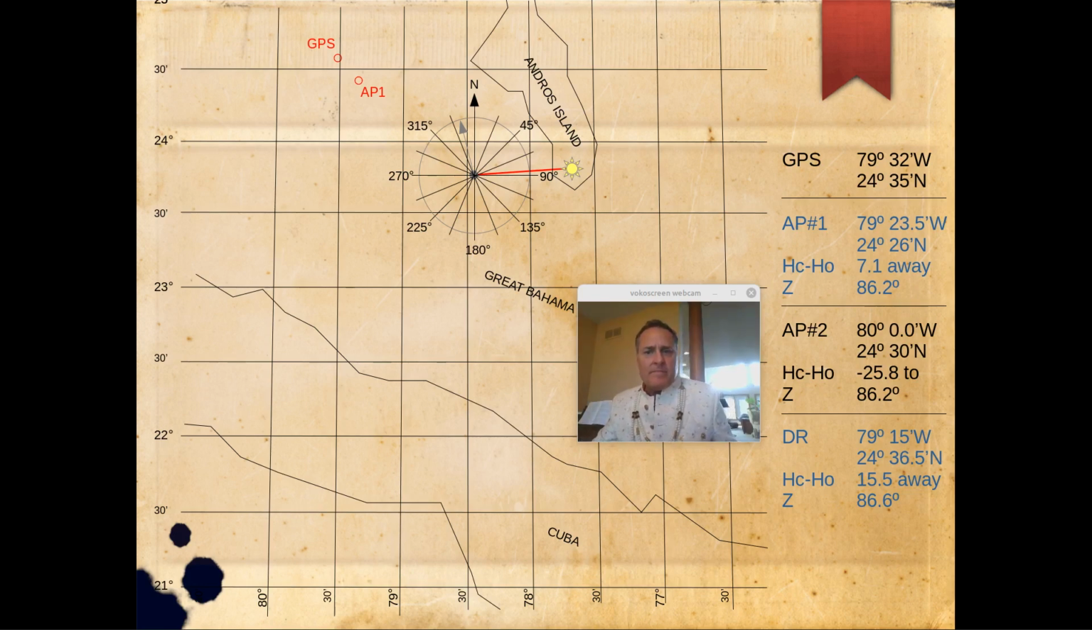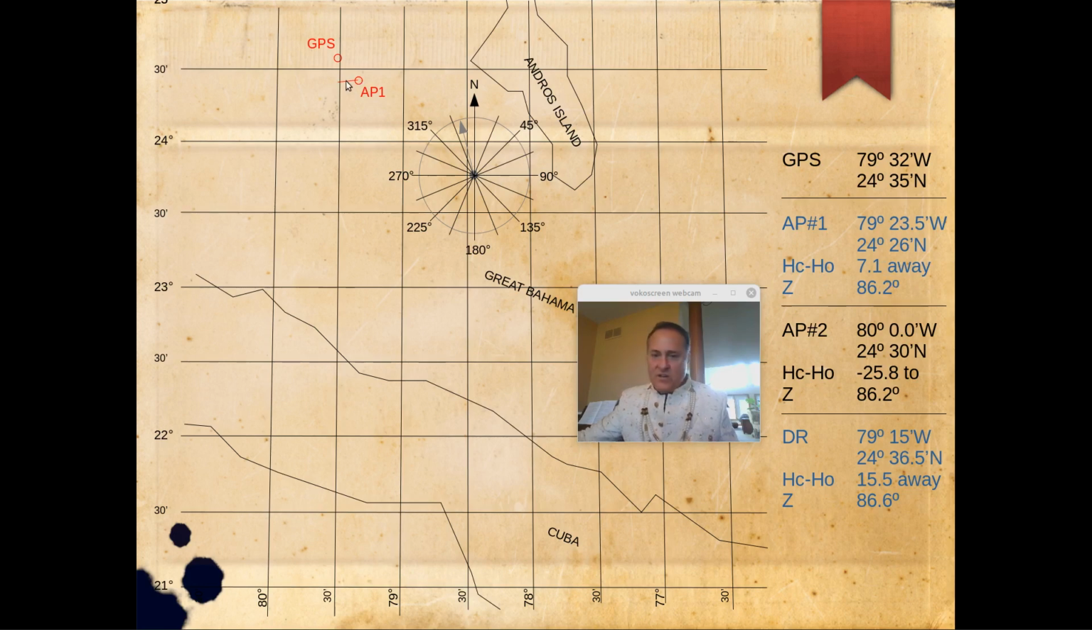So this line, as you see, is positioned at 86.2 degrees, and I'm going to move that line up the map to the assumed position, same angle, and the length of the line away from the sun, remember, away from the sun, 7.1 miles.